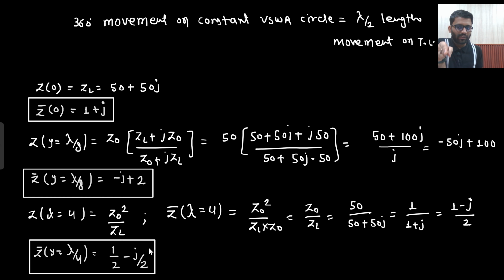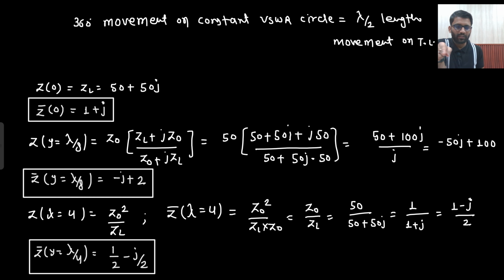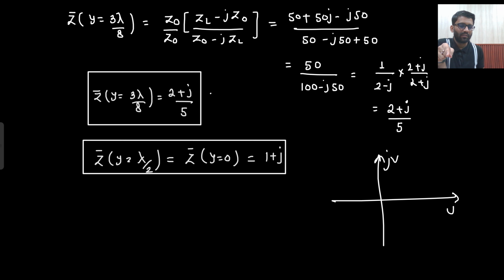Now, what about this one? This will come on the downward side. And what about this one? This will also come on the downward side. And what about this one? This will come on the upper side only.